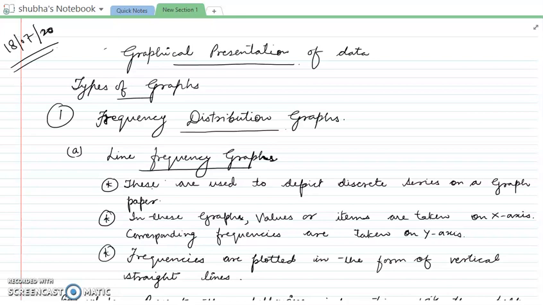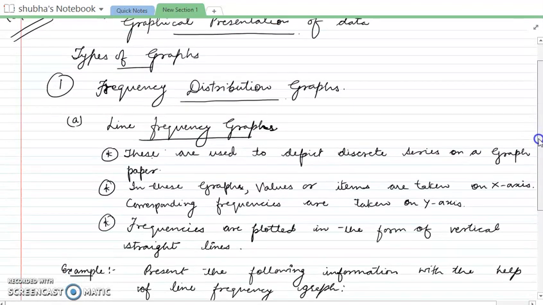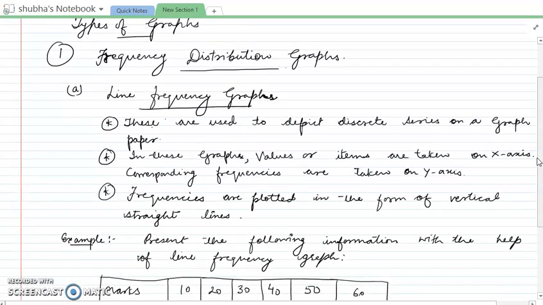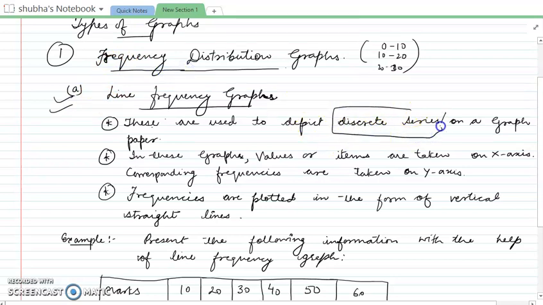Now the first type of frequency distribution graph is the line frequency graph. What is the meaning of the line frequency graph? When we talk about frequency distribution graphs, we always think about the range, that means class intervals 0 to 10, 10 to 20, 20 to 30. But the line frequency graph is the type in which we use the discrete series. When we have frequencies along with exact marks, like 10, 20, 30, 40, and the number of students, like 5 students scored 10, 2 students scored 20, 10 students scored 30, 2 students scored 40, like this.